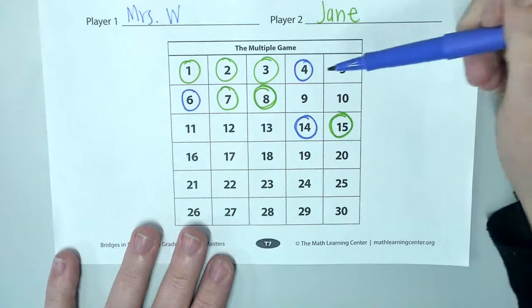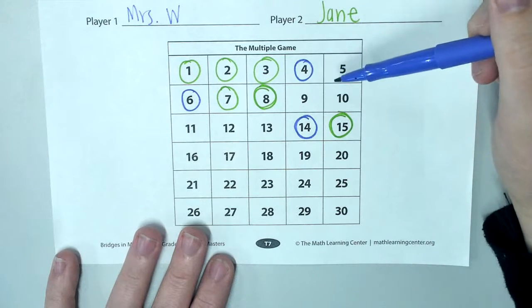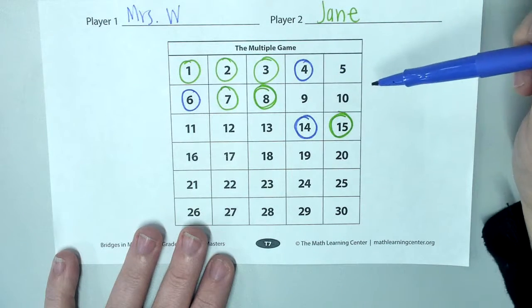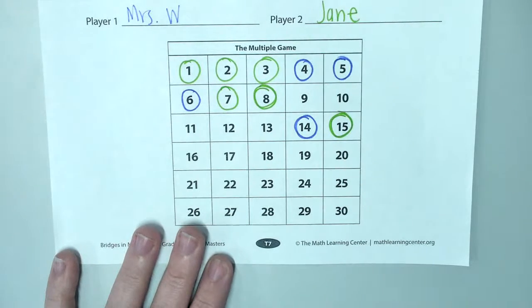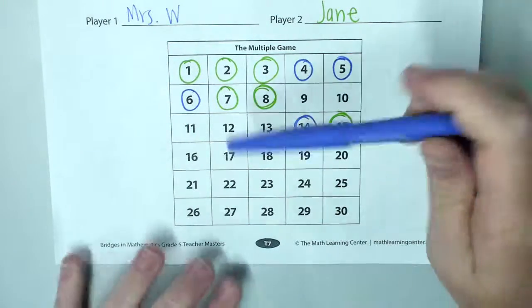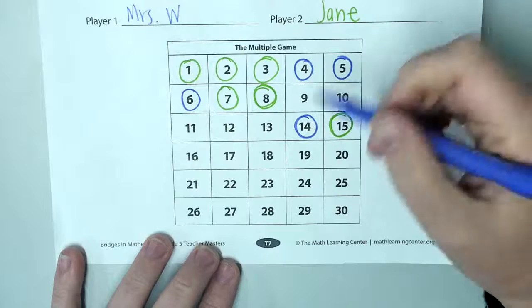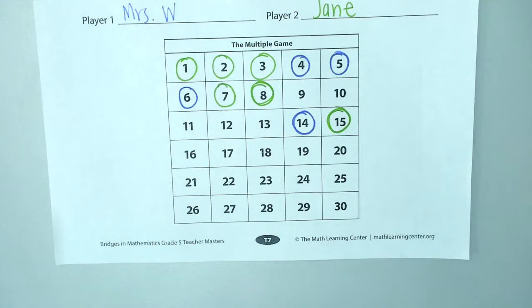So now I'm thinking, what times what can equal 15? And what's left? I know 5 times 3 is, so I can circle a 5. And we keep going back and forth. At the end, we can add up all of our circles to see who wins with the most points.